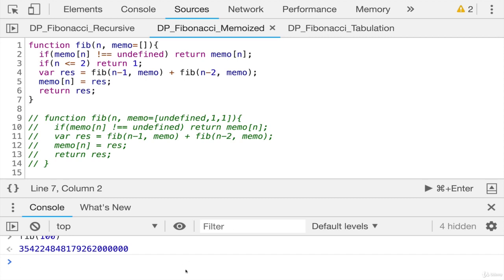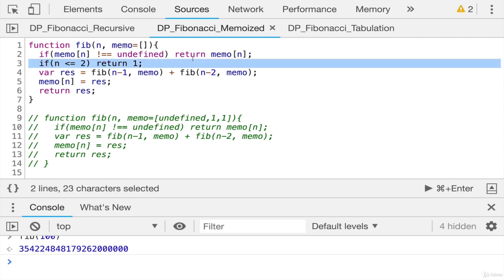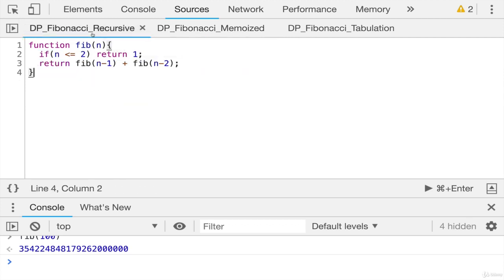Anyway, so it's a huge improvement. Definitely worth it, and it's not that much work, right, to remember what we've already calculated and just look it up if it's already there. It's only a couple more lines compared to the original solution, but a huge difference in complexity, time complexity.